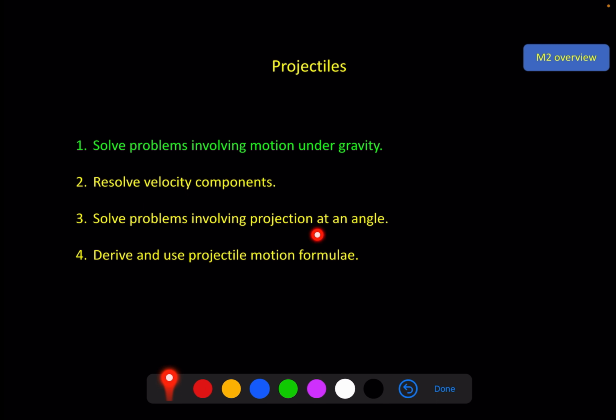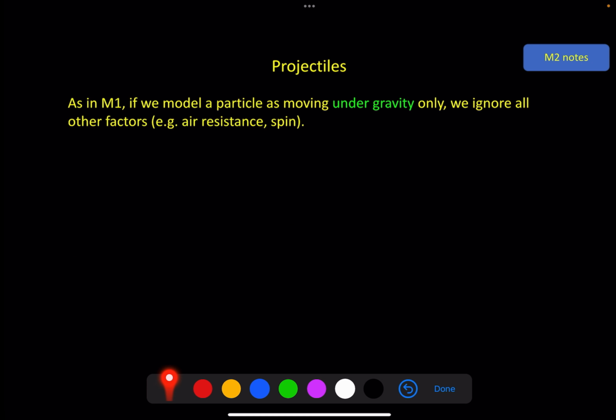Solve problems involving projection at an angle, so it'll be using this idea, resolving the initial velocity in order to solve the problem. And then we'll derive and use projectile motion formulae, which aren't all that useful really, but you might be asked to derive one of these in the exam, so you need to know how to do it. So let's kick this off by solving problems involving motion under gravity, just what we did there in the starter question, but with some horizontal motion thrown in as well.